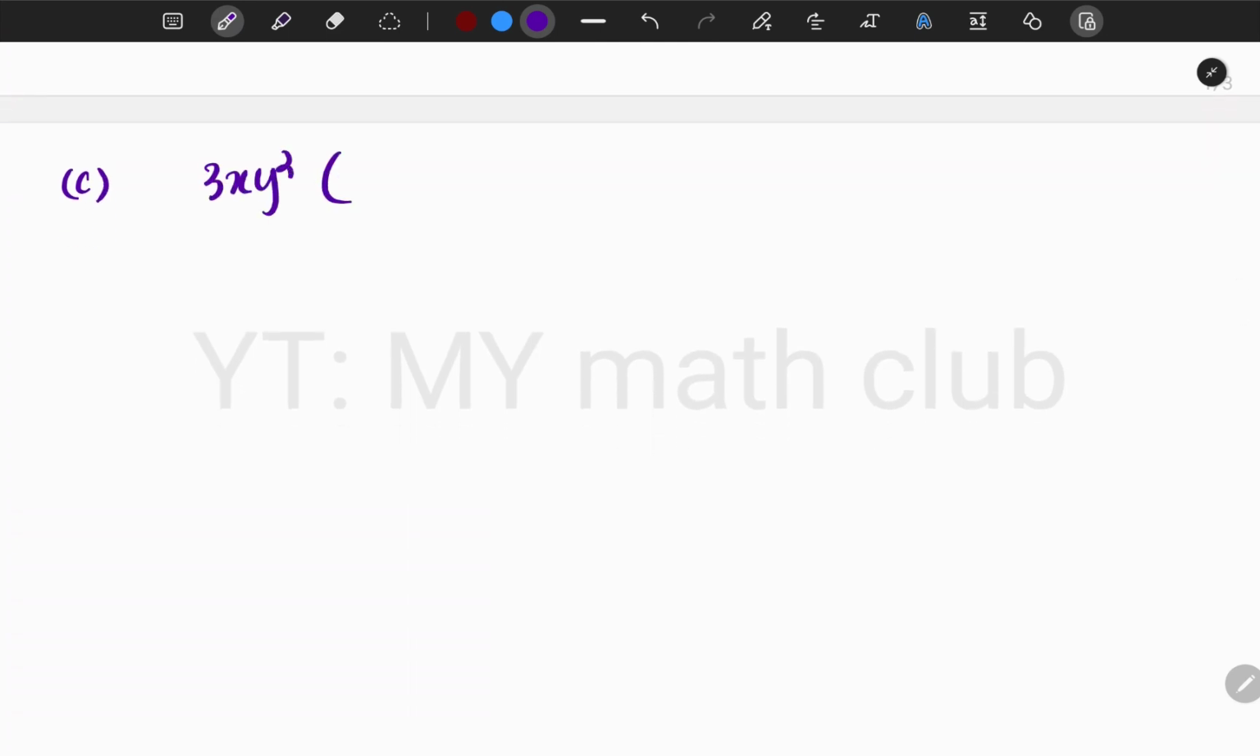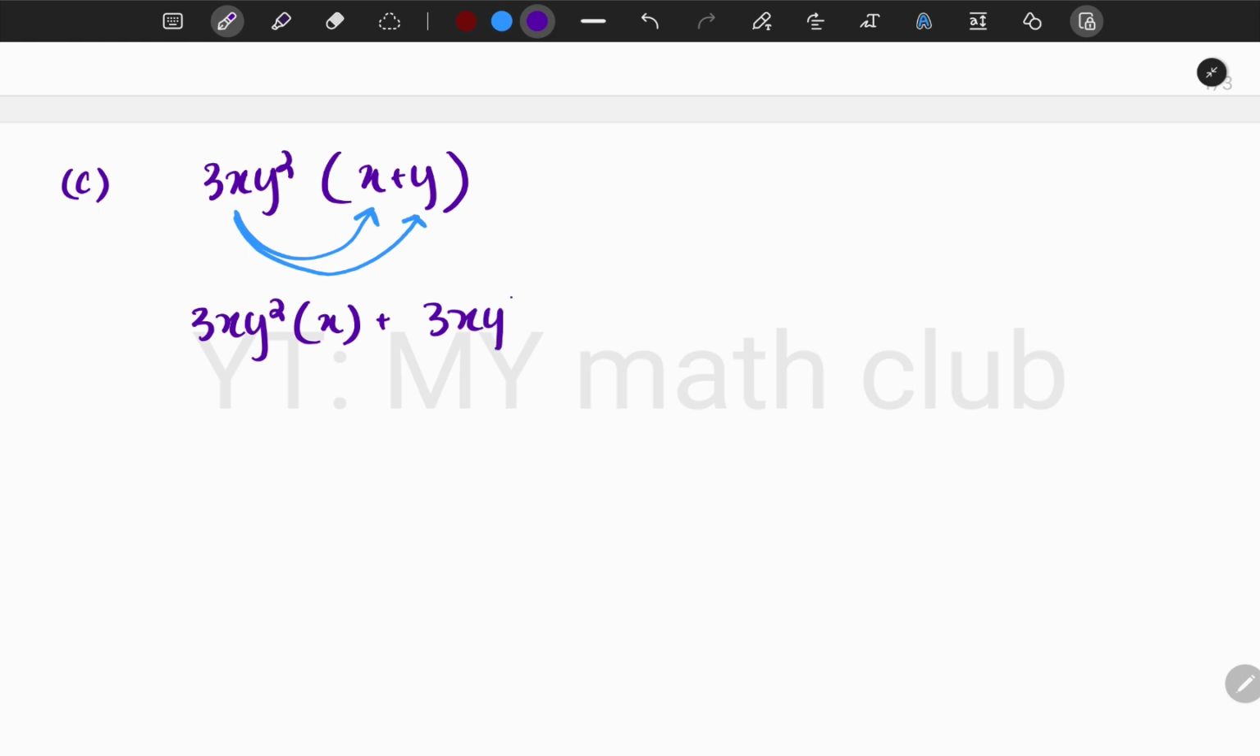Question C. 3xy squared multiply in brackets x plus y. To expand this, it's the same concept. In fact, when you do any kind of question, the concept will always remain the same, in which the variable outside the bracket is going to be distributed to both of the terms in the bracket, which is x and y. So 3xy squared times x, 3xy squared times y. And your final answer would be 3x squared y squared plus 3xy cubed.